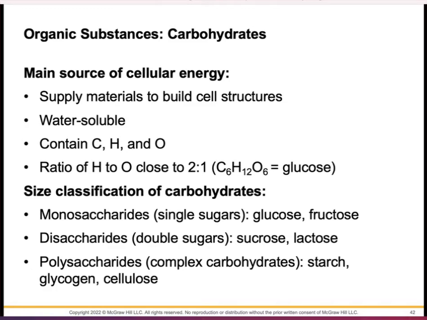Monosaccharides are monomers of carbohydrates, okay? They have a single sugar. Disaccharides are, di means two, so they are double sugars, and they are made up of two monomers. While our polysaccharides are our polymers, and they consist of hundreds to thousands of monomers, which is why we refer to it as our complex carbohydrates. So, examples of our monosaccharides are going to be glucose and fructose. Disaccharides are going to be sucrose and lactose. And then our complex carbohydrates, what we refer to as our polysaccharides, are our starches, our glycogen, and our cellulose.